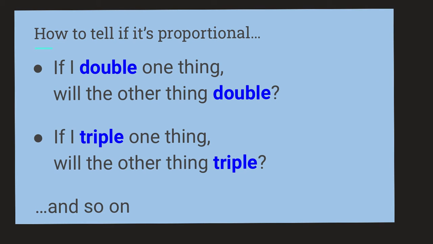All right. One way to tell if things are in a proportional relationship is you can ask yourself these questions. In your notes, you have a fill in the blank, and you can say, well, if I double one thing, will the other thing double? For example, if I double the height in feet, should I also double what it would be in inches? And that would be true.